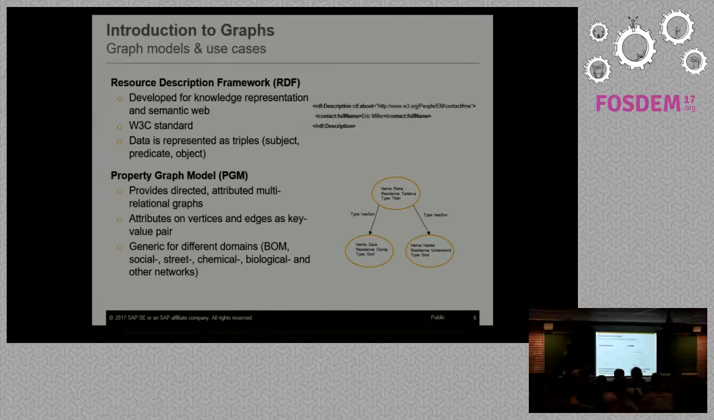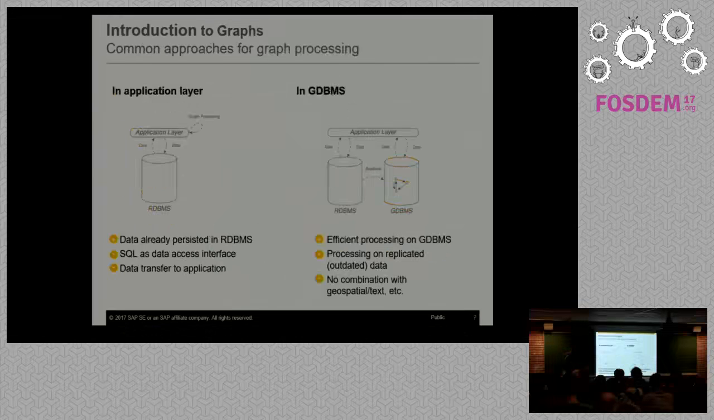Okay, to explain why we are dealing with graph, let's have a look at how graph problems are solved traditionally. And traditionally, the graph algorithms are run in the application layer. So an application fetches all the data from the database which it needs, and then it runs the algorithm. That means that sometimes you have to copy the whole graph out of the database into the application, and you have SQL as interface, which doesn't offer a nice graph abstraction.